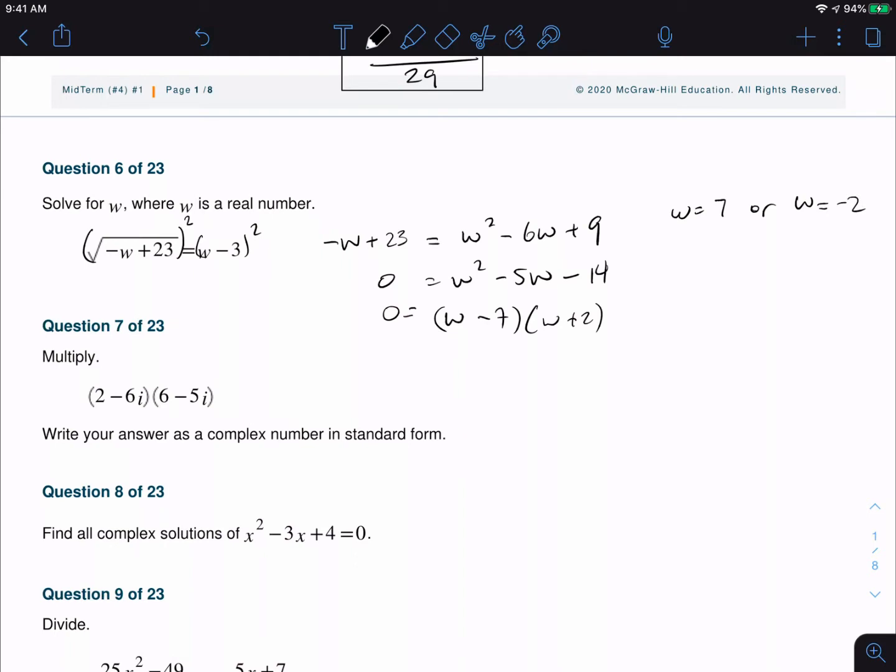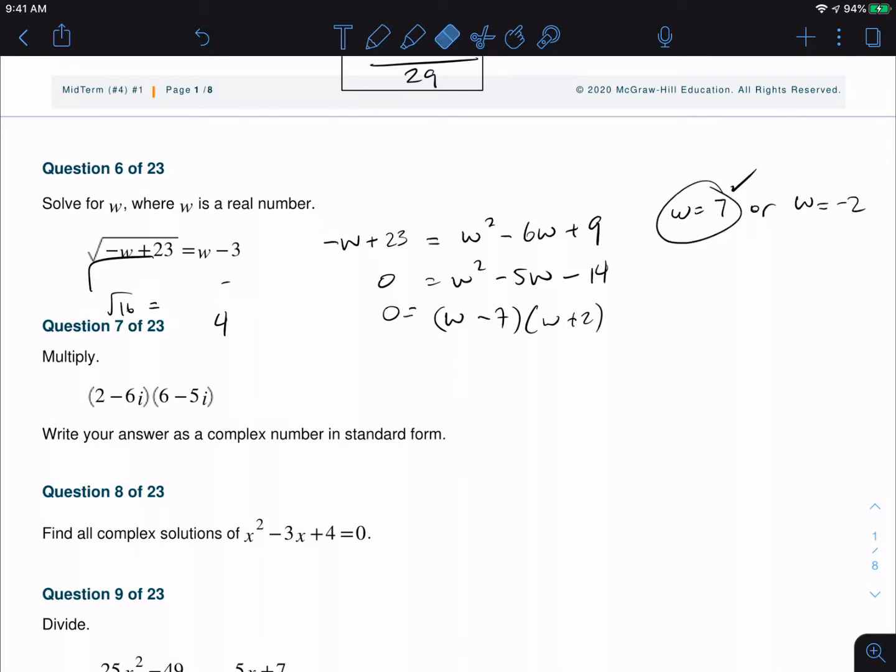Well, we need to check and see if that is in fact accurate in our original equation. So getting rid of the squares here, going back to the original, if I plug in 7 into this, this is going to be 7 minus 3, which is 4 on that side. And on the other side, I get a negative 7 plus 23 rooted would give me 16, which is in fact 4. So this one for sure works. That's for sure an answer.